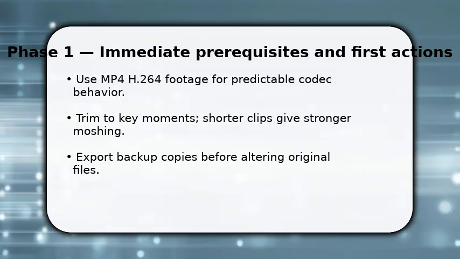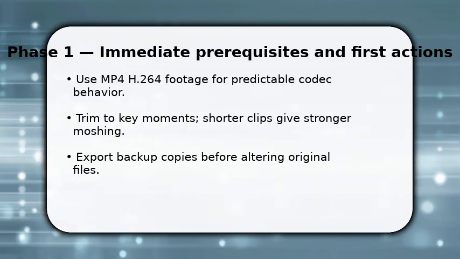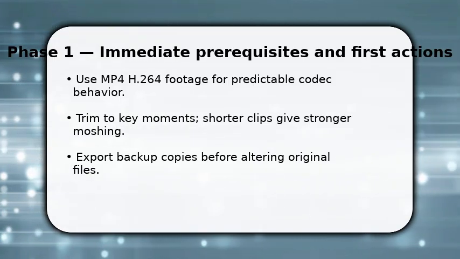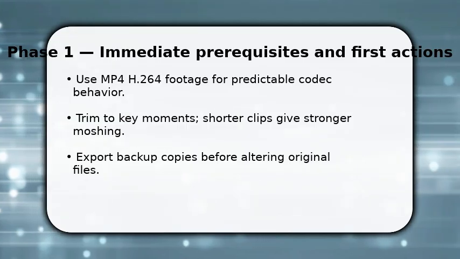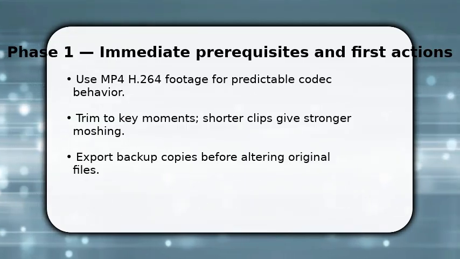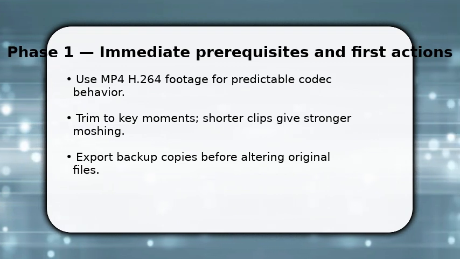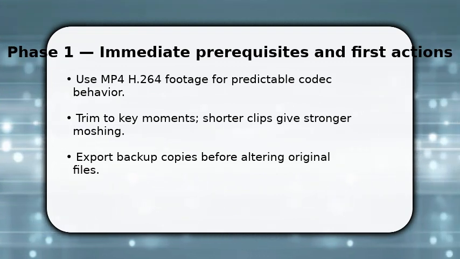Make sure to export a lossless backup first so you can revert if needed. Then enable frame-level editing and switch to motion vector view. That allows you to target p-frames and iframes precisely, which is where the mosh will come from.